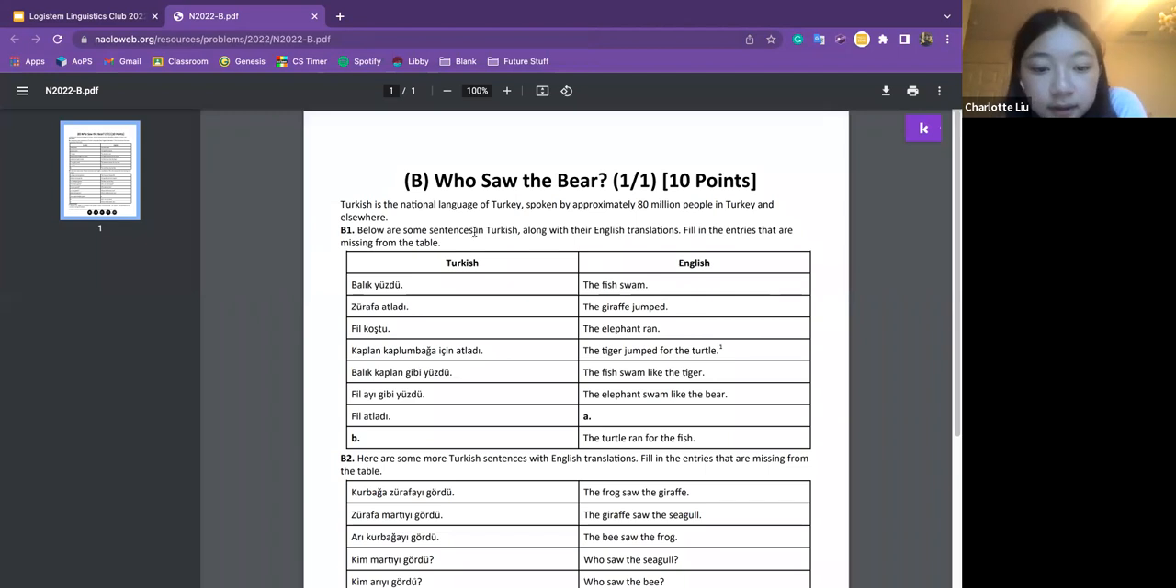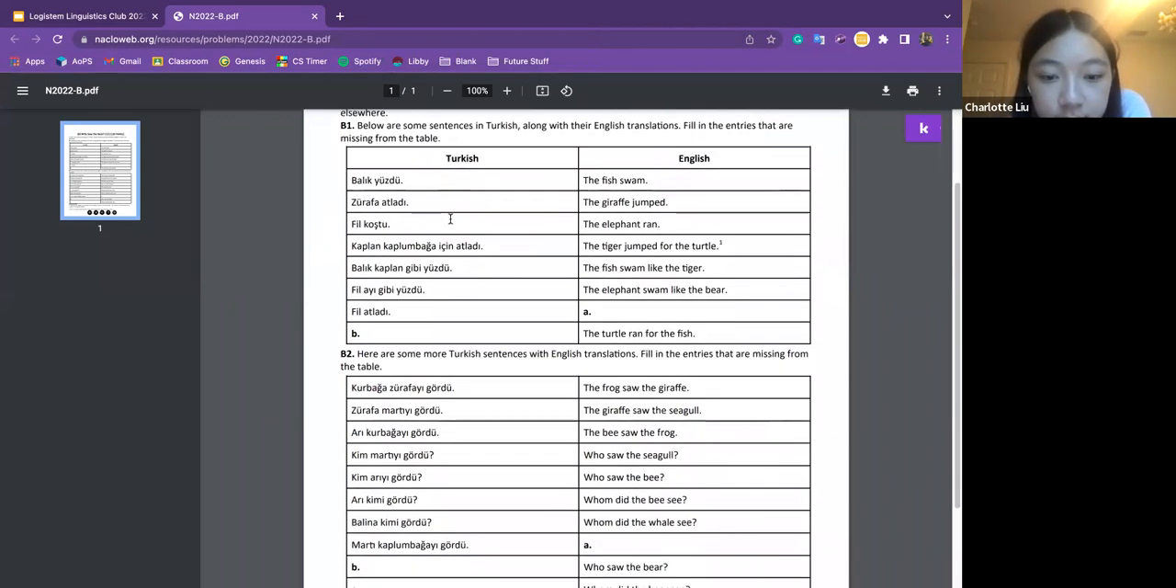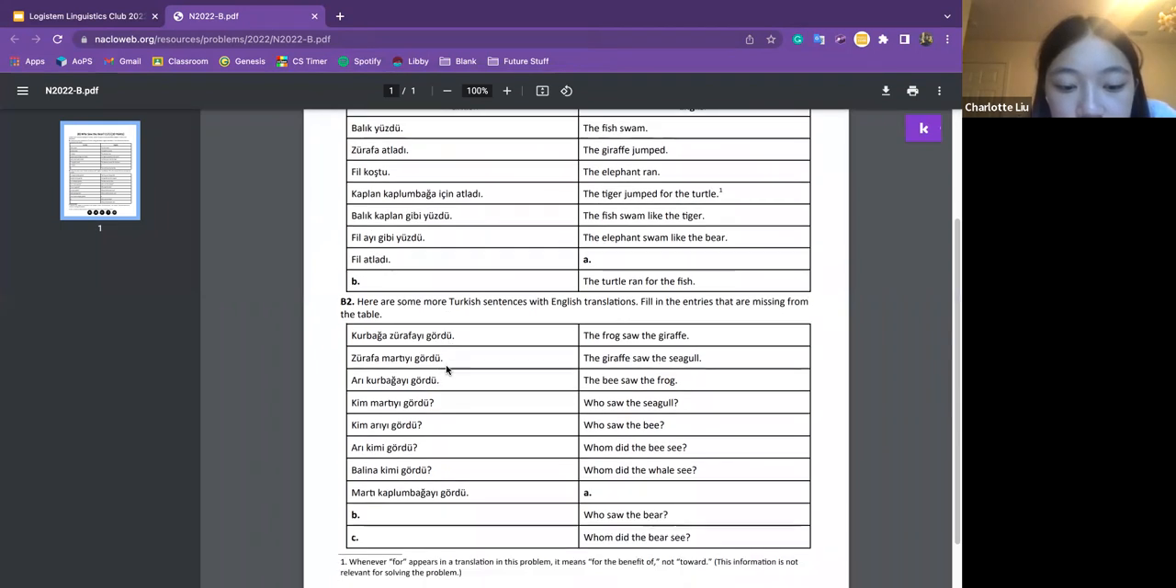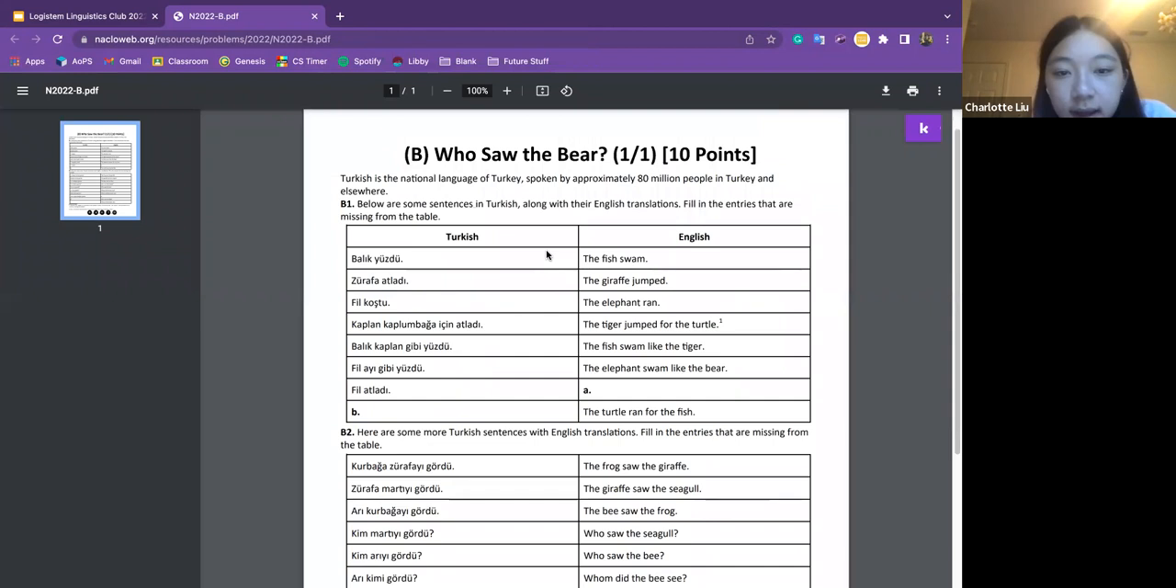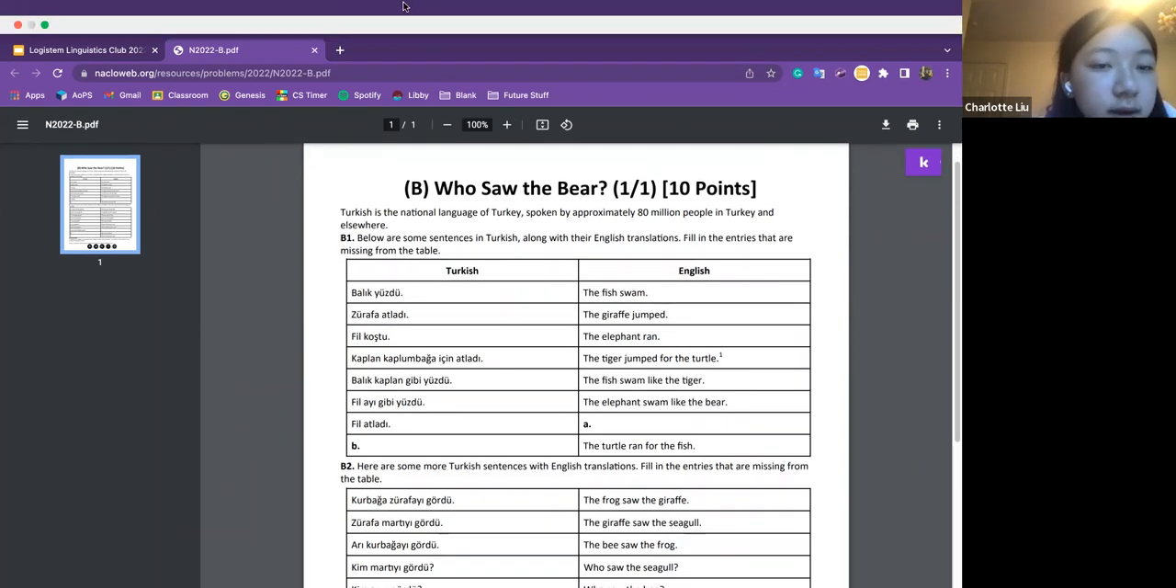Who saw the bear? Here we have some sentences in Turkish and some in English. You want to figure out what goes into these five blanks. Okay, let me just send this in the chat. This is not that hard. I'll give you guys 5 minutes. Once you're done, you can send me the answer. And if you need more time, I'll give you a few more minutes.